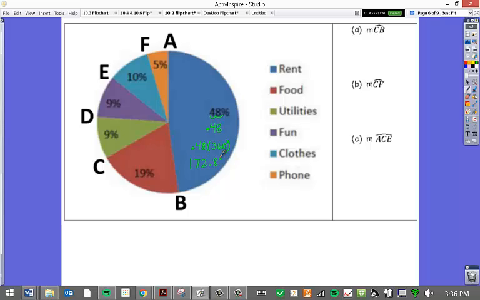So I'll do this red portion with y'all. I'm going to change 19% to 0.19, and multiply it by 360. 0.19 times 360 is 68.4. So go ahead and take all of those other percentages and turn them into an angle.